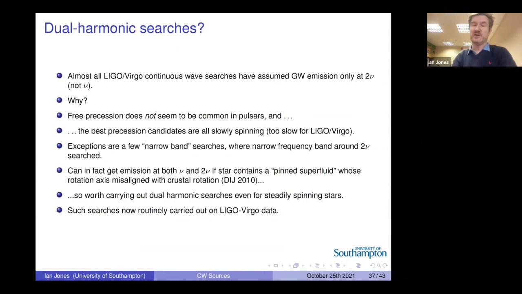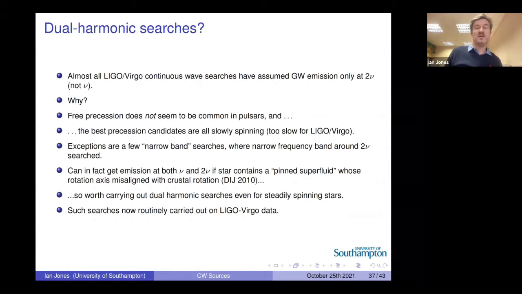And this is why in many LIGO searches, and particularly the earlier ones, when they were looking for gravitational waves from the Crab or some other known pulsar, those searches concentrated entirely on emission at twice the spin frequency. It's because our radio pulsar colleagues are saying, look, we don't think that free precession is that common, so you probably won't get emission at 2ν and ν, probably just at 2ν. That's actually been relaxed a bit lately, and people are taking free precession more seriously. But as I say, it doesn't seem to be common.